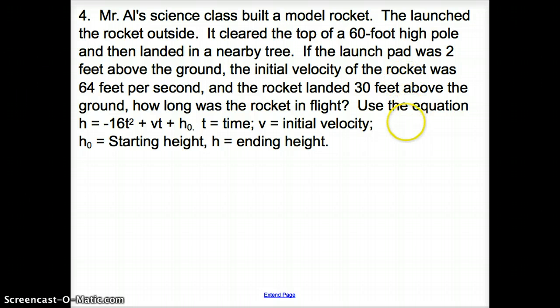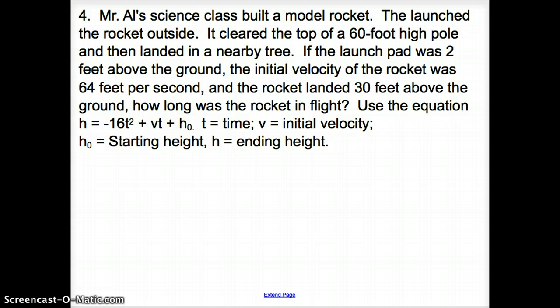Now I know it looks like a lot, but just read it twice and see if that helps you out. So here we go. Mr. Owl's science class built a model rocket and launched a rocket outside. It cleared the top of a 60-foot pole and then landed in a nearby tree. If the launch pad was 2 feet above the ground, the initial velocity of the rocket was 64 feet per second and the rocket landed 30 feet above the ground. How long was the rocket in flight?